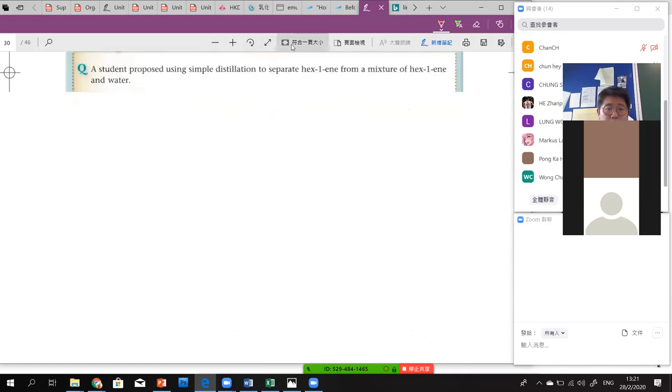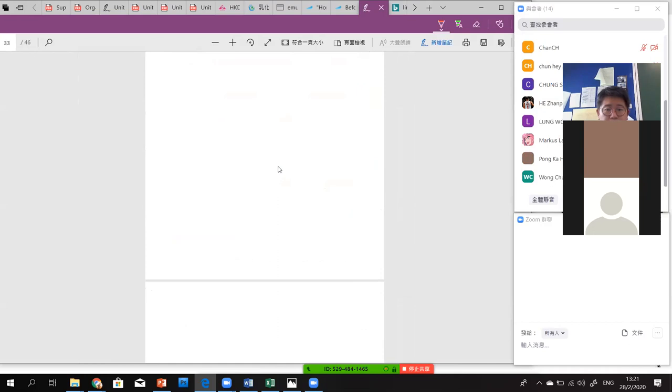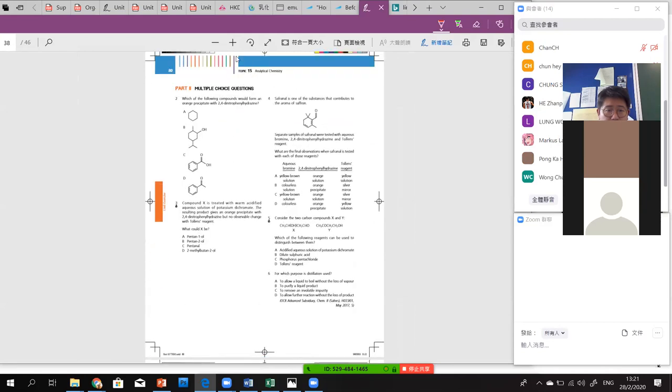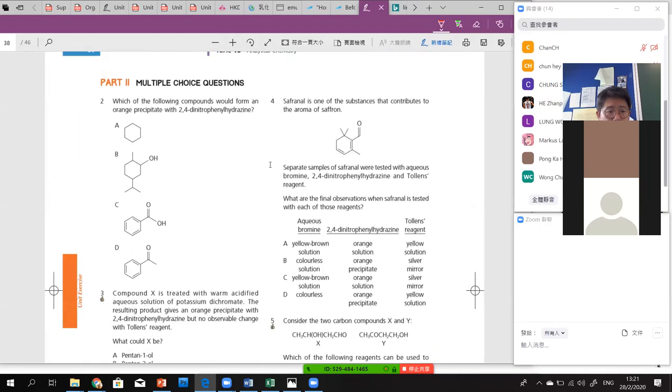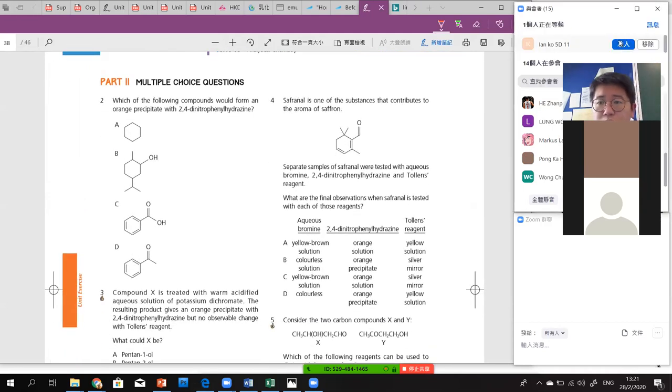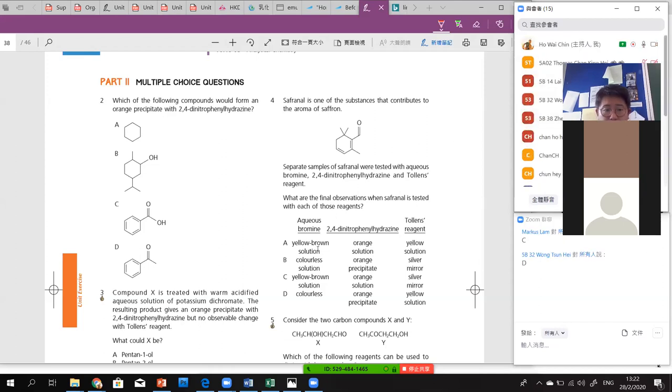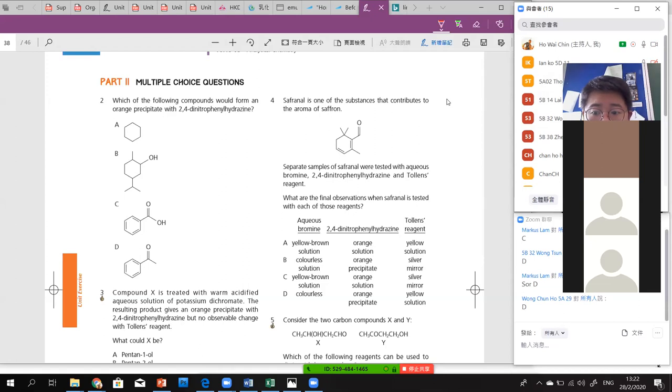So shall we take a look at the exercise? Why is loading so slow? On this part, multiple choice and some long questions. Take a look at question 2. Which of the following compounds will form an orange precipitate with 2,4-dinitrophenylhydrazine? I'll ask: C or D? Somebody says C, somebody says D. Sorry, I can't hear anything. D. D is correct. Okay.